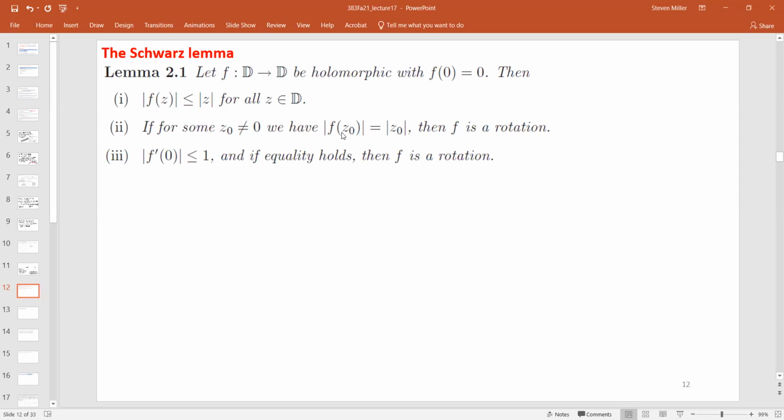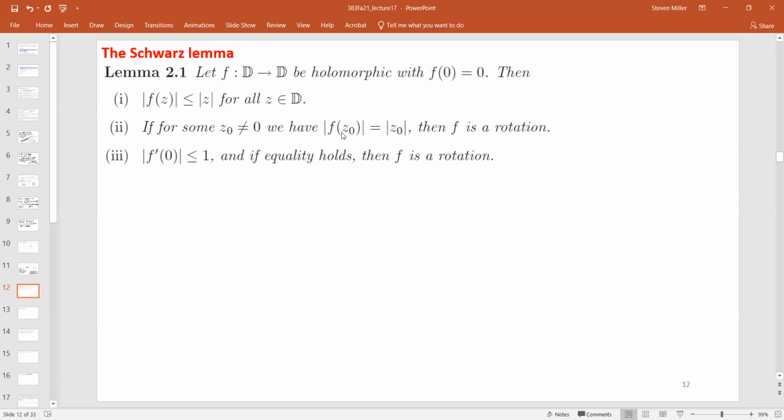And the Schwarz lemma says 3 things are true. The first is the absolute value of f of z is less than or equal to the absolute value of z for all z. If for some z naught other than 0, we have f of z naught has the same size as z naught, then f is a rotation. And the last one is the first derivative is always less than or equal to 1 in absolute value. And if it ever equals 1 in absolute value, then f is a rotation. So this is essentially giving us conditions to determine when our map is a rotation.